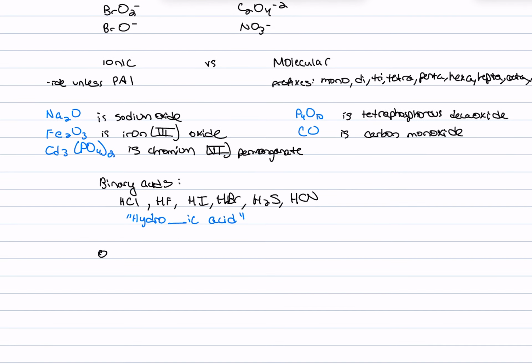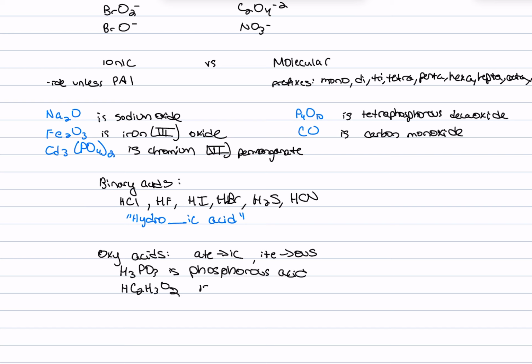There are also oxyacids, which are polyatomic ions with oxygen, and so you have to change the ending. So if it ends in ATE, it changes to IC, and if it was ITE, it goes to OUS. So for example, H3PO3 is phosphorus acid, and HC2H3O2 is acetic acid.